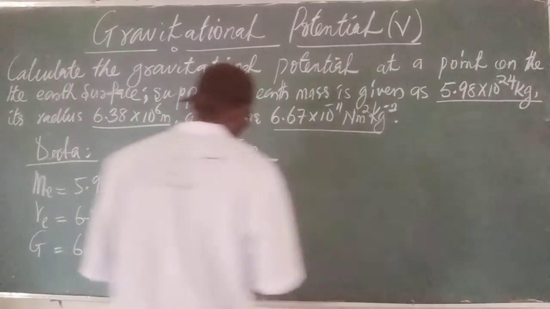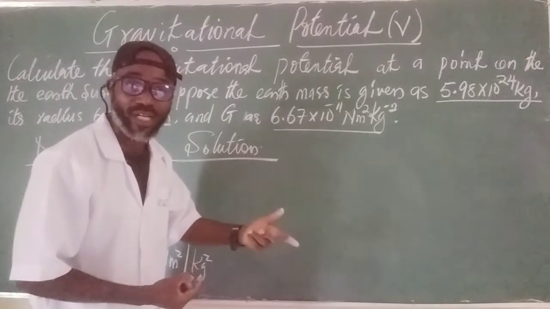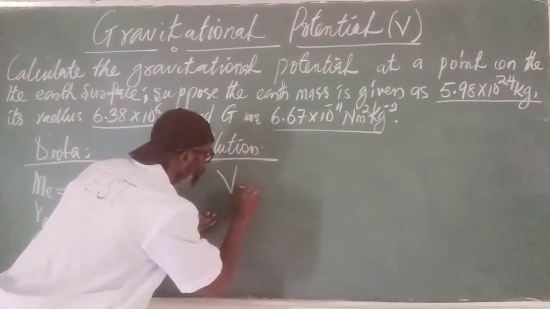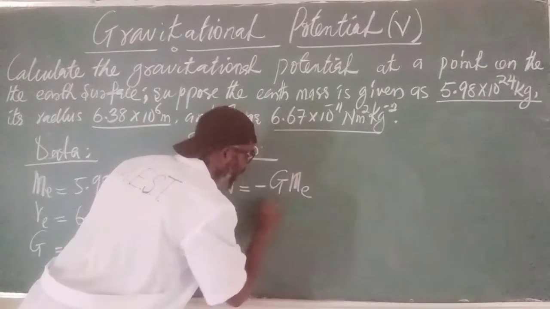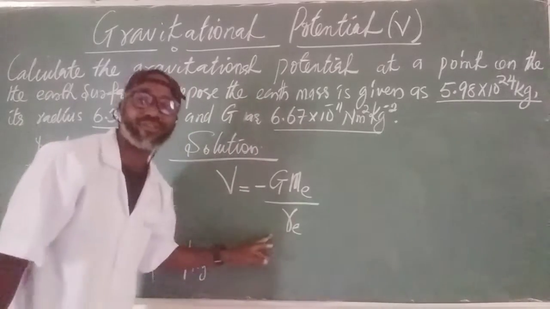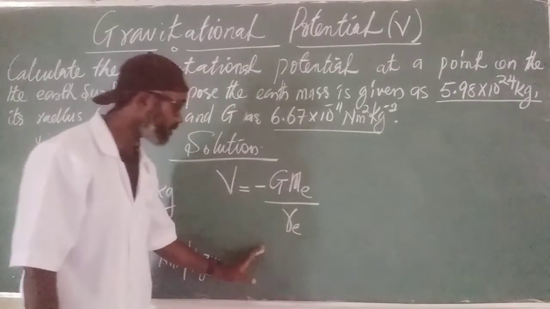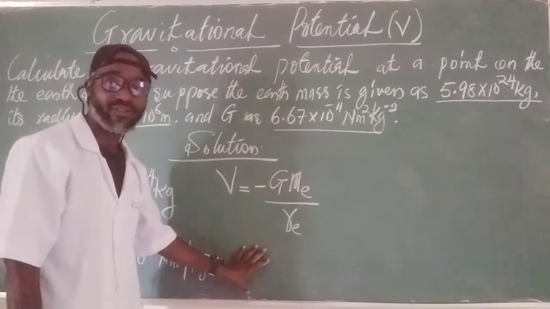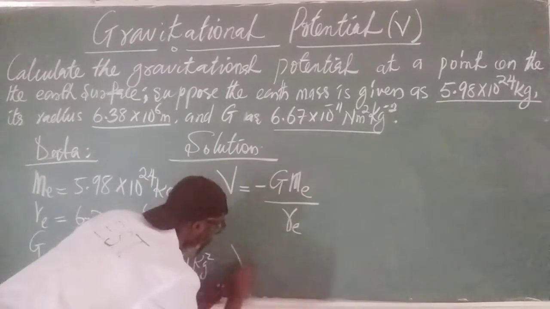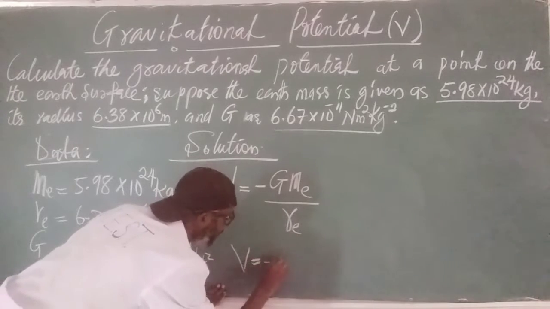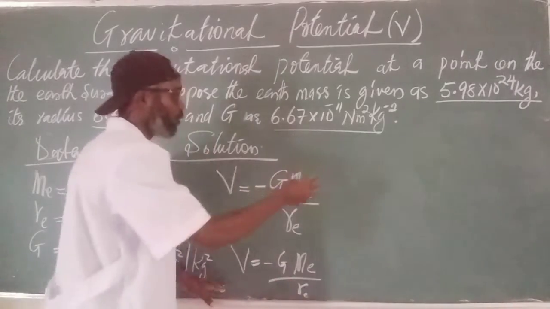And the formula here, we already learned in my previous video, that to calculate gravitational potential we need to use V is equal to minus G M_E over R_E. We are talking about the mass of the Earth and the radius of the Earth, respectively. So if we understand this, the next thing to do is substitute accordingly. We substitute G and M_E at this point.